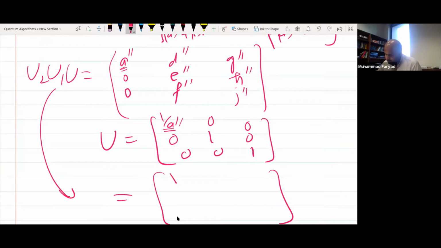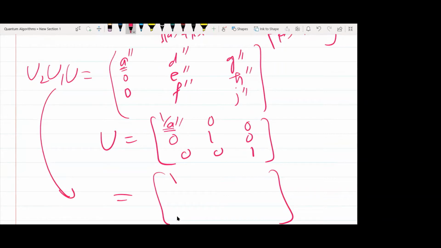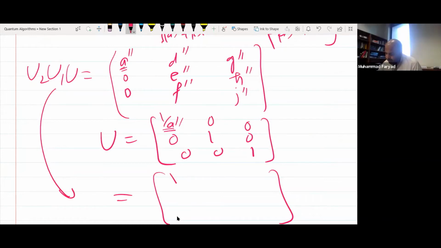If I take its complex conjugate, let's see if it is a unitary or not. Well, it's not a unitary matrix actually.